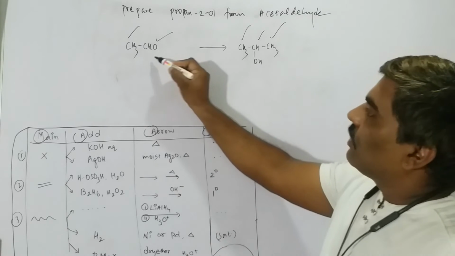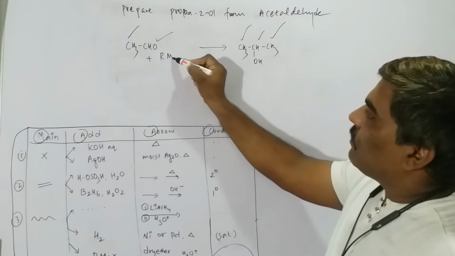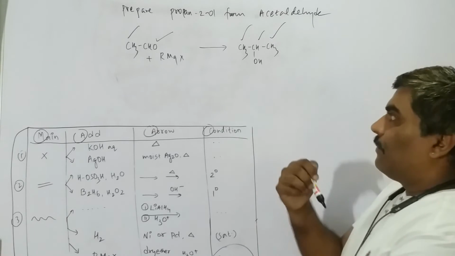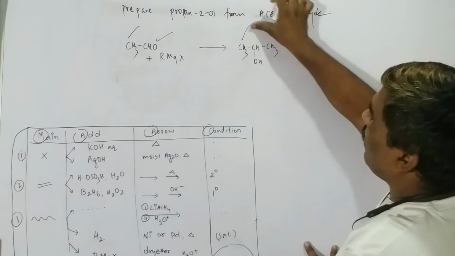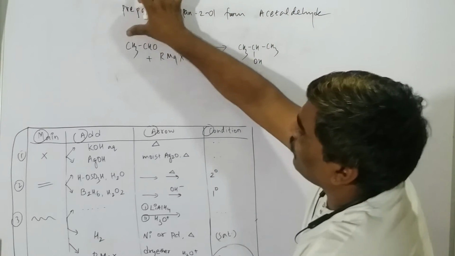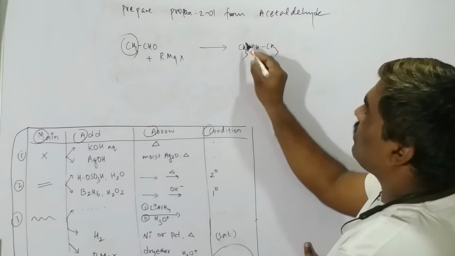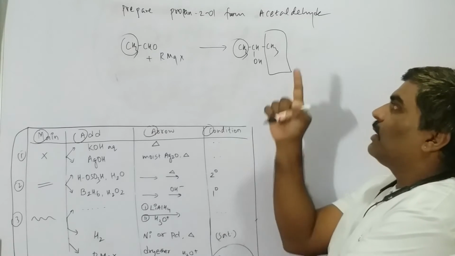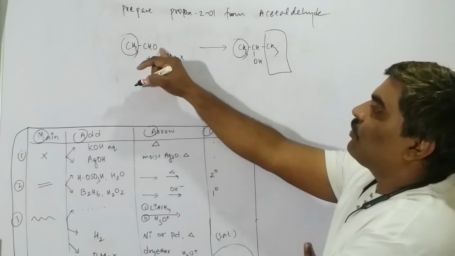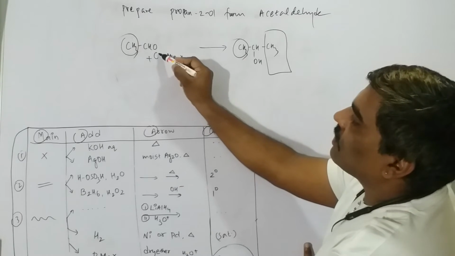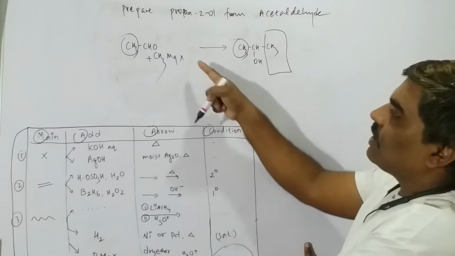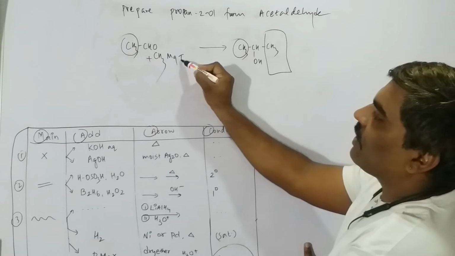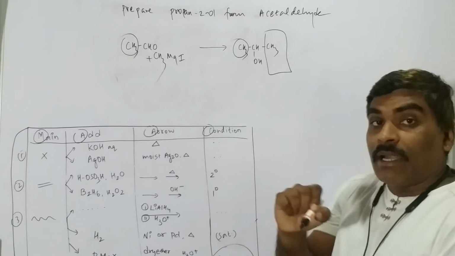So Grignard is what? Grignard is RMgX. So how to get that R? You just compare here. CH3 is there, CH3 is there. This CH3 is missing. The methyl which is extra, that you have to write here. So you'll write here CH3. To this you can write chlorine, bromine, iodine, whichever you want. I will write iodine.